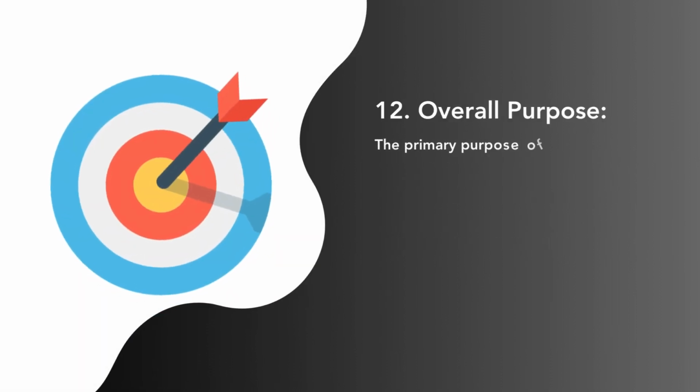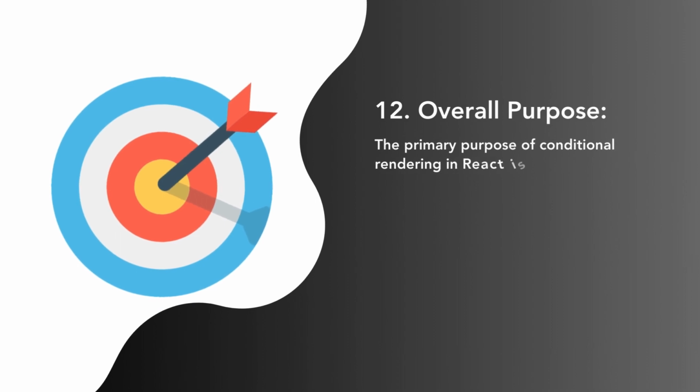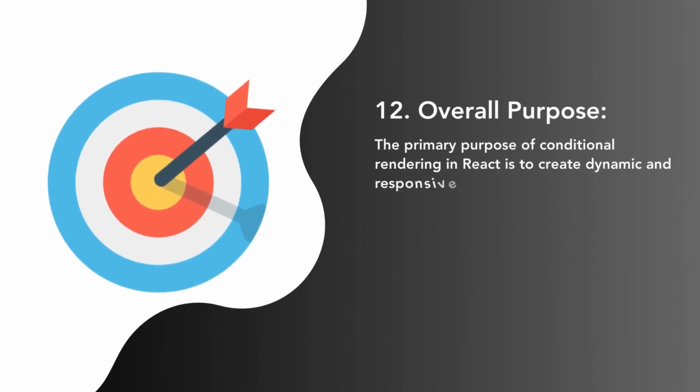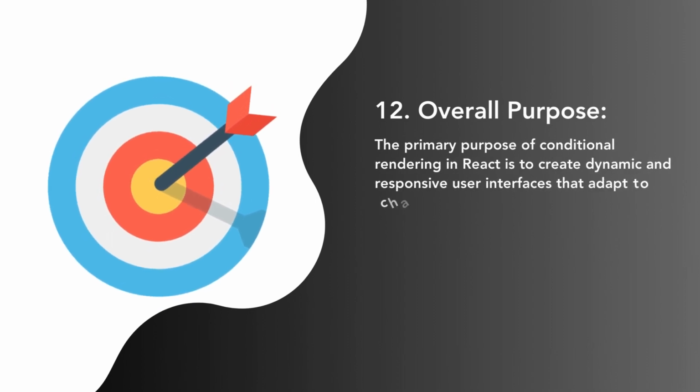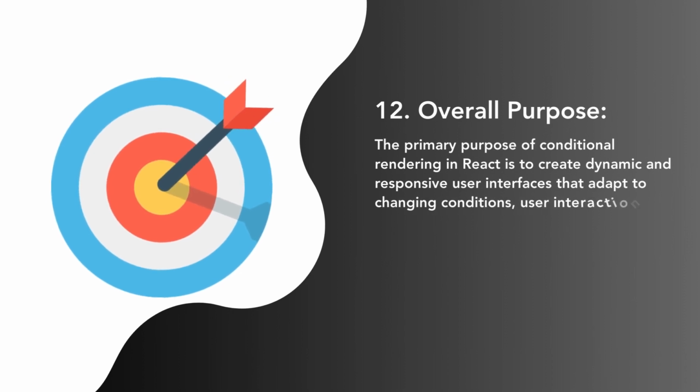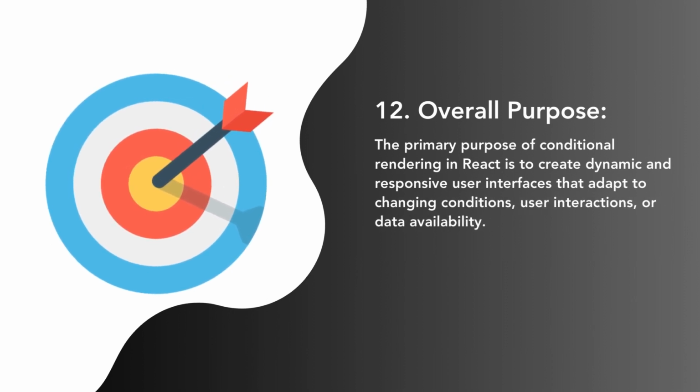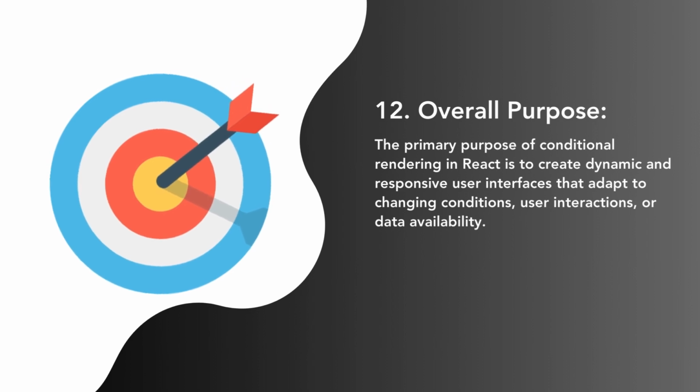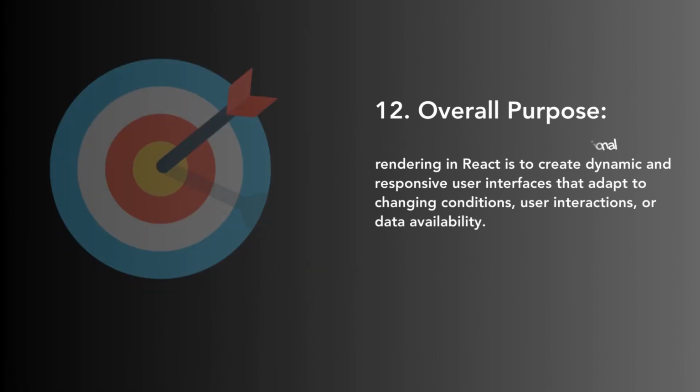Overall purpose. The primary purpose of conditional rendering in React is to create dynamic and responsive user interfaces that adapt to changing conditions, user interaction, or data availability.